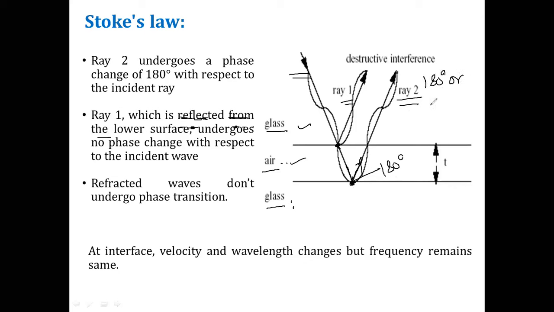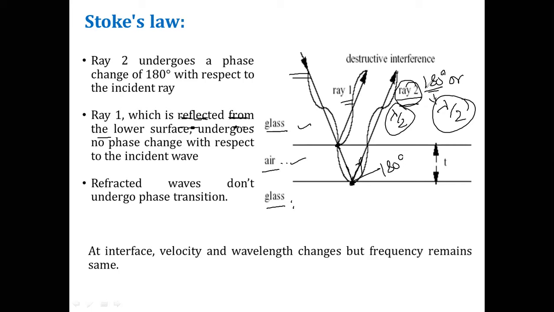Or you can say that if you are talking about the path difference, we know that 180 degree corresponds to lambda by 2. So you can say that it would seem as if ray 2 has traveled an extra distance of lambda by 2, because of this sudden change in the phase at this point of interface. जो आपका 180 डिग्री का जो जंप हुआ है फेज में, उसको अगर आप पाथ में कन्वर्ट करना चाहते हो, then 180 degree is equivalent to lambda by 2.